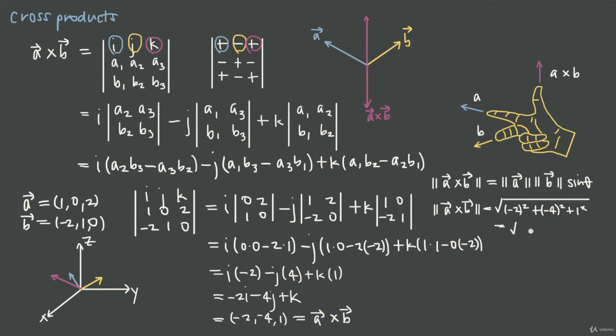And that value is going to be the square root of 4 plus 16 plus 1. That'll give us the square root of 21. The square root of 21 is approximately 4.6. So if we were to measure it, we'd look at our cross product vector over here, and we should see that that cross product vector is measuring about 4.6 units. That'll be the length of that cross product vector.